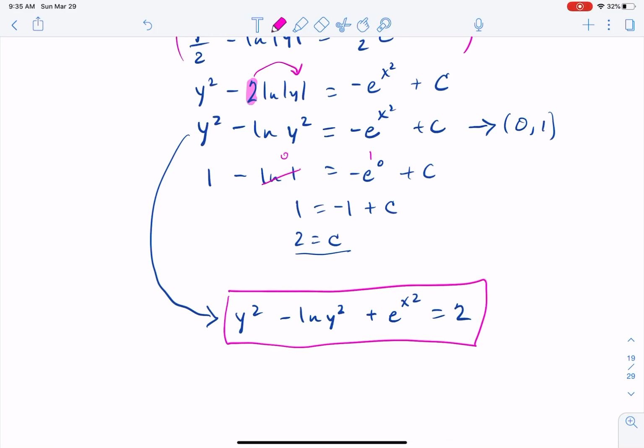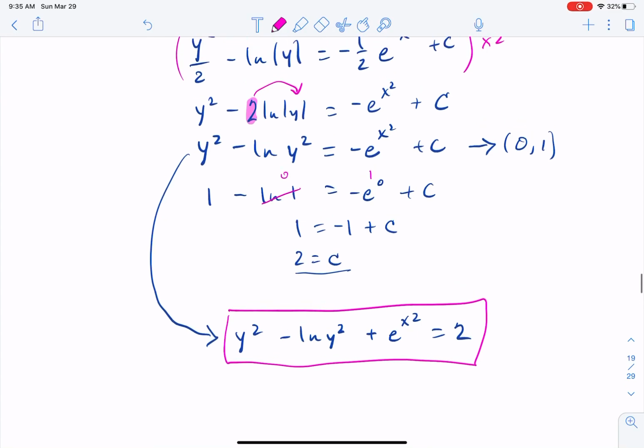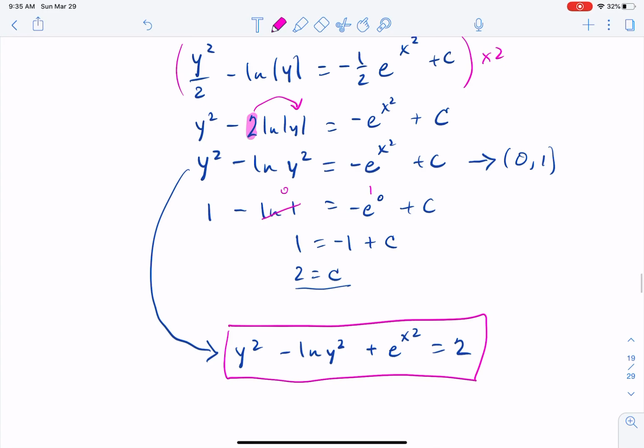Again, this is another one which would be extraordinarily difficult, if not impossible, to write explicitly as a function of x to isolate the y. So we're just going to leave it right there and call this video done, and we'll come back with some more experience working with some more differential equations.